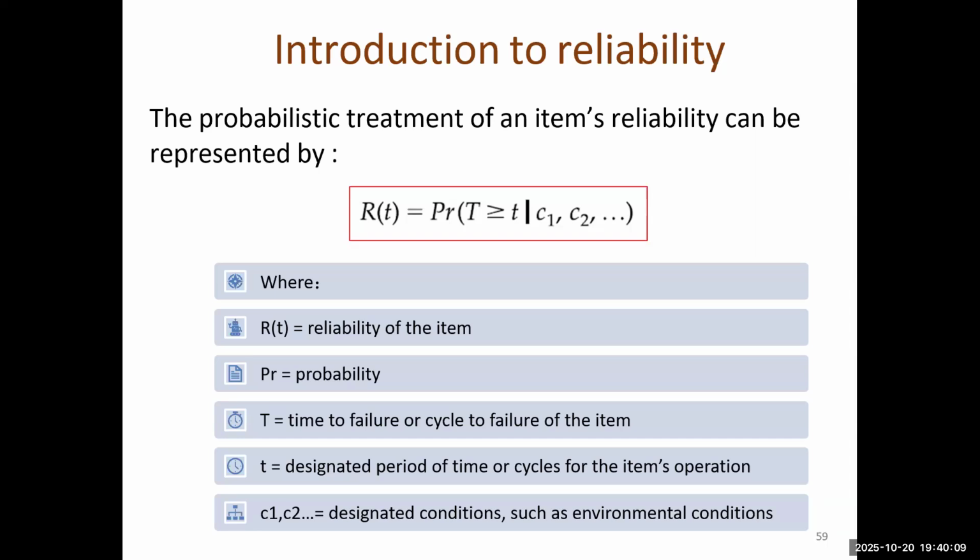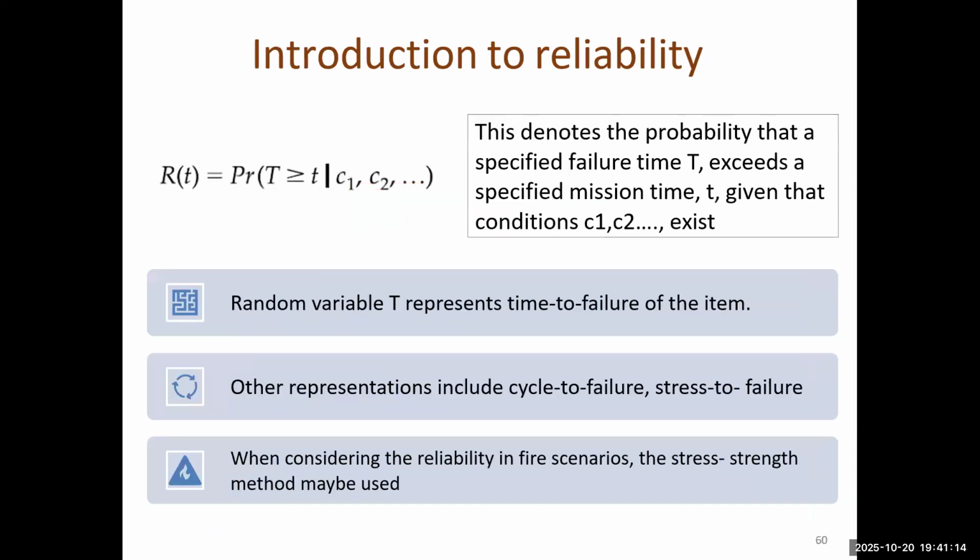The random variable T is important here. The capital T is a random variable that represents an item's failure time. We can also model other failure measures, such as cycles to failure for a mechanical component. But in fire safety, a crucial concept is the stress-strength method, where failure occurs when the stress on a system exceeds its strength. We will have a detailed discussion on this method. Please keep this equation in mind, and be careful about this capital T, because it is a random variable and is very important for our fire safety components.